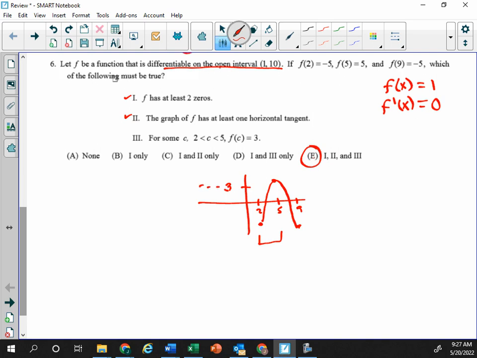So let's think about if I sketch that in. Do you see it? Okay, somewhere in there it's going to have to happen, because I'm going from a -5 to a 5, and it's continuous. So somewhere it's going to hit a value of 3. Does that make sense?